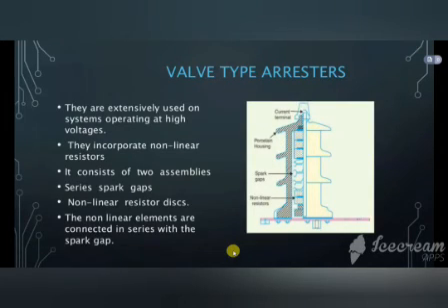Then we will move on to the valve type arrestor. They are extensively used on systems operating at high voltages. They incorporate nonlinear resistors. It consists of two assemblies of series spark gaps. Nonlinear resistor disk is having the nonlinear elements connected in series with the spark gap.